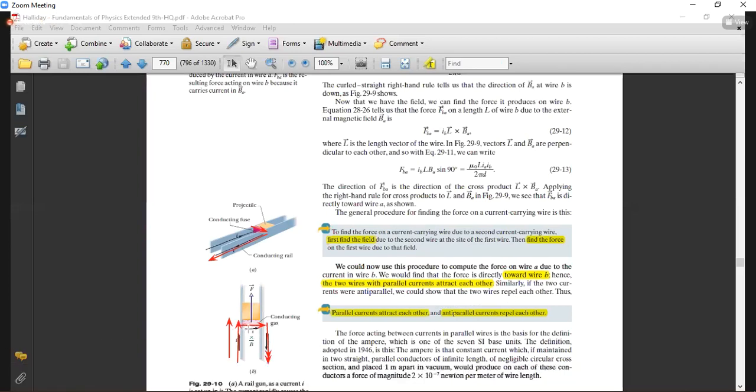Current is in the right direction, magnetic field is into the paper, so the magnetic force will be in the upper direction. The normal of the palm will be in the upper direction. So it will exert the force on this projectile body which we want to throw. As a result, it will move out of the rail gun at a very high velocity.